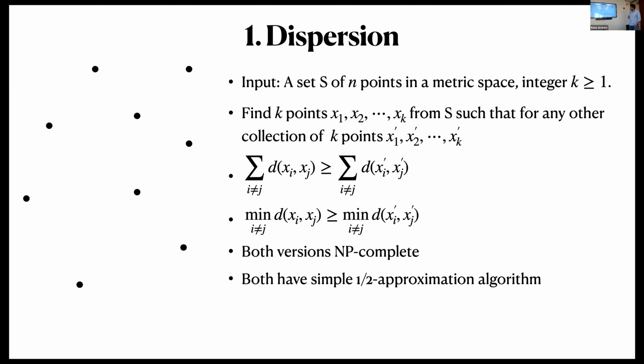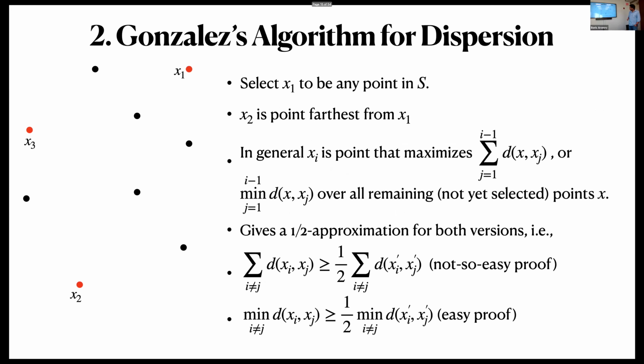This problem is NP complete for both versions, for both the sum and the min versions, but there is a simple half approximation algorithm. It is called the farthest point insertion, which says start with any point, put a cell phone tower there, then look at the point that is the farthest from the first point, put your second cell phone tower there. Third one, you can guess, it's the one that is the farthest from the first two.